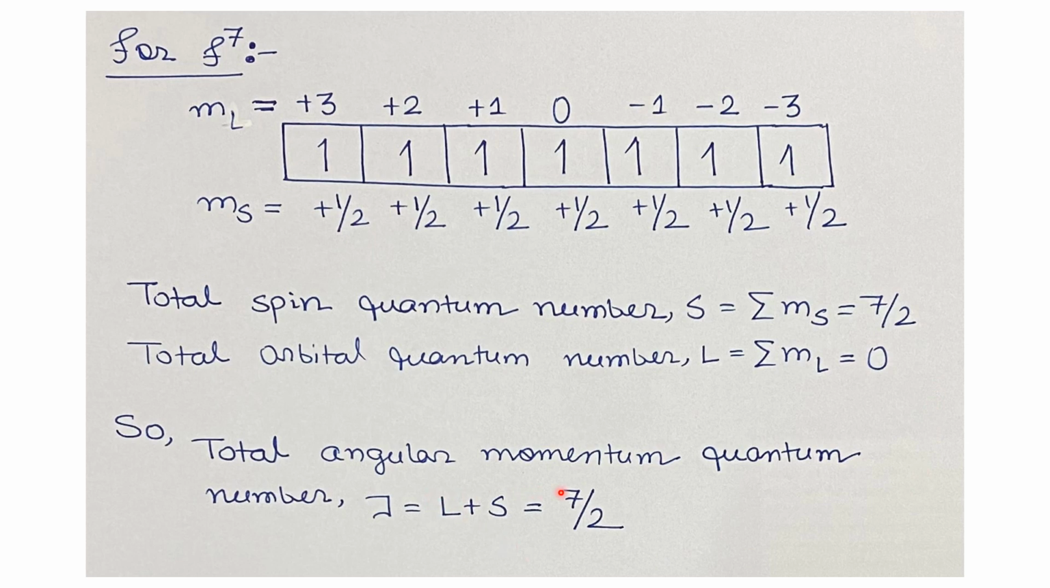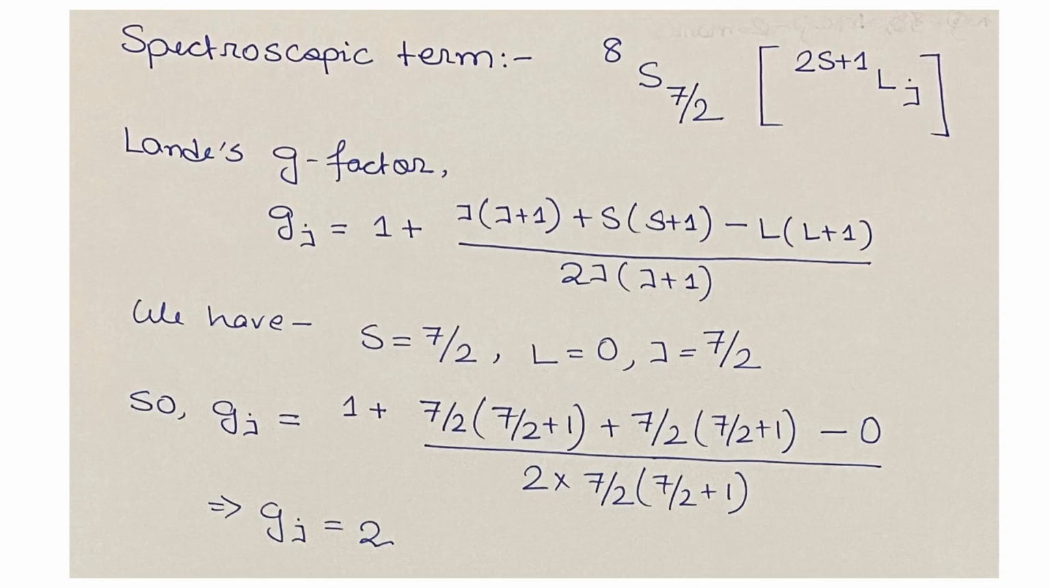Now total angular momentum quantum number J equals L plus S. Here S value is 7 by 2 and L value is 0 for this system. So this summation will give J equals 7 by 2. So for the atomic system or atomic gas, the total angular quantum number J equals 7 by 2. Now the spectroscopic term for the atoms with valence electronic configuration f7 is given by 8S7/2.